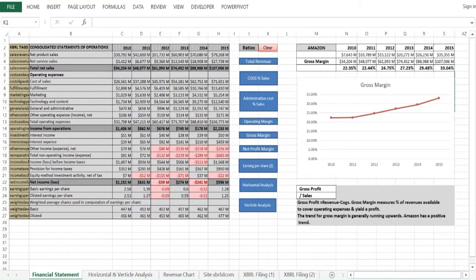Gross margin. Gross margin measures the percentage of revenues available to cover operating expenses and yield a profit. The trend for gross margin is generally running upwards. Amazon has a positive trend when it comes to gross margin.